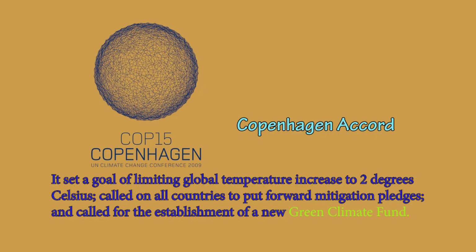Then COP15 in Copenhagen in 2009, where we got the Copenhagen Accord. What is that? It set a goal of limiting global temperature increases to 2 degrees. Okay, so what is the target? Target is 2 degrees. And it called on all countries to put forward mitigation pledges. So all countries have to take the pledge that okay, we are with you, we are going to limit the global temperature rise to 2 degrees.